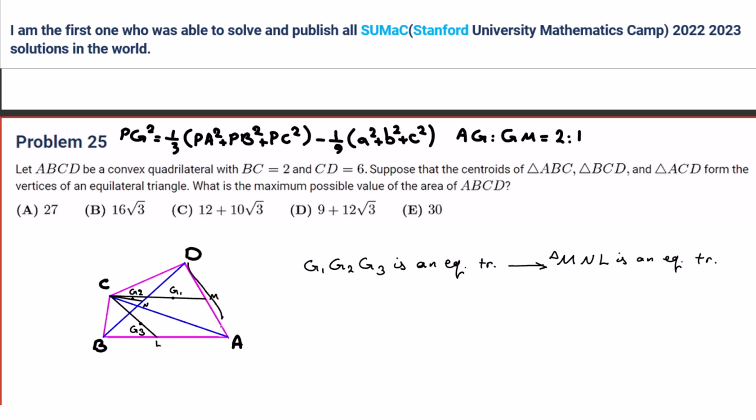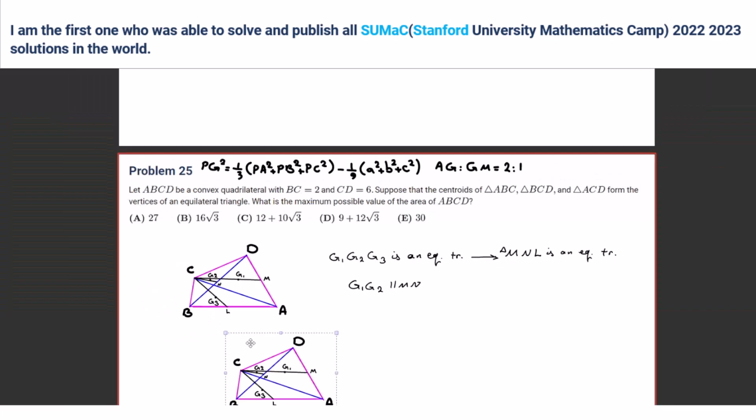M, N and L are midpoints of these 2 sides and this diagonal, okay? Wait, but MNL is just a homothety of G1, G2, G3 around C. Exactly. Yes. And also we can say G1G2 is parallel to MN, right? Because all three sides are parallel, the angles are the same, so again 60 degrees, right? Okay, now we can remove centroids, and it is so much easier to work if you work only with midpoints, right?